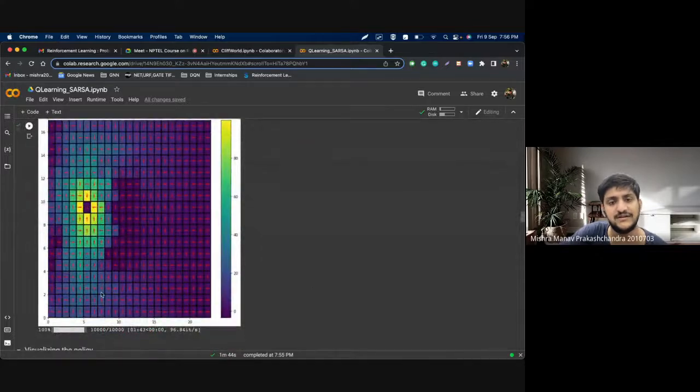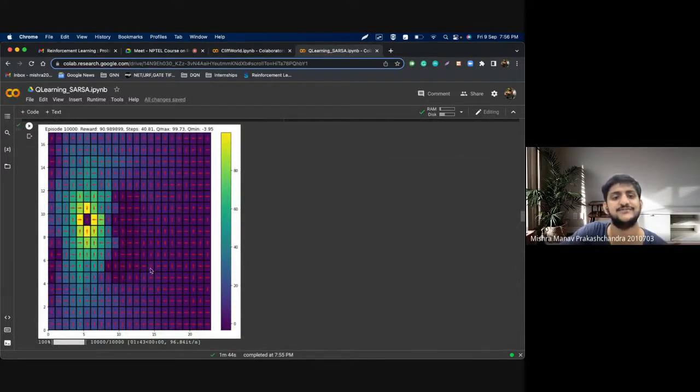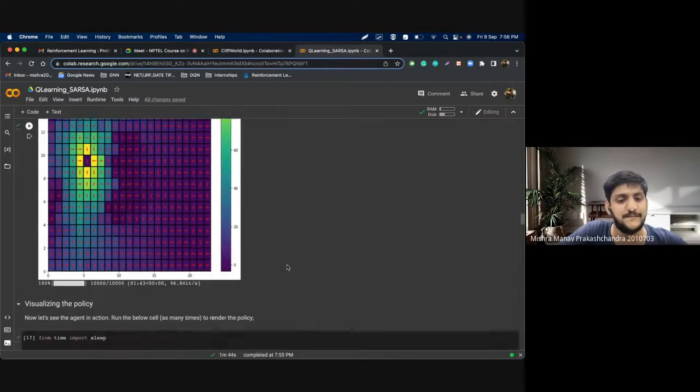So this is how the path looks for SARSA. You see, it tries to take a longer path since this is the area where you get a lot of negative reward. In order to reach the goal, SARSA usually tries to take a safer path. So you see these arrows are pointing away from the negative reward part.